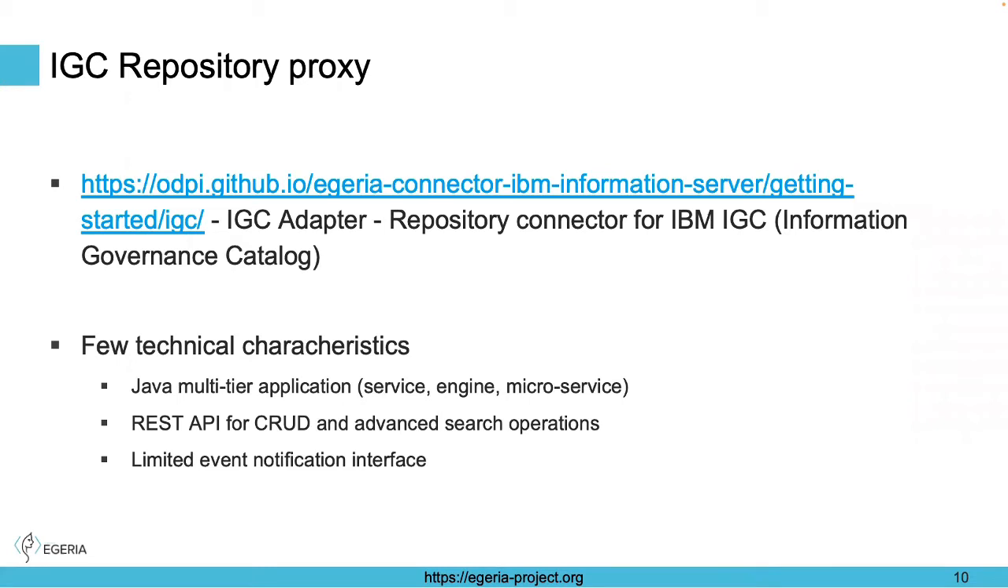I will not go into details about what this IBM stack offers, but just a few characteristics of the integration point. IGC is identified as the integration point, and that is the actual metadata repository. It is a Java multi-tier application that provides different tools. For us, the important part is the metadata repository. It has its own REST API and exposes standard operations on metadata, in a generic way.